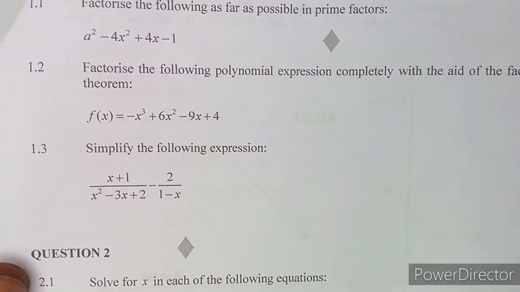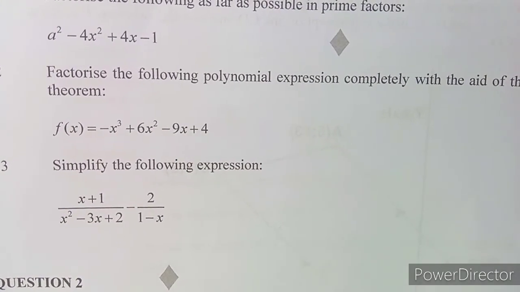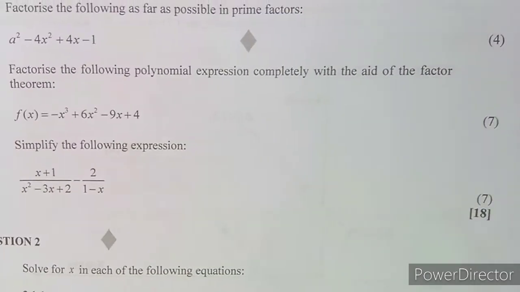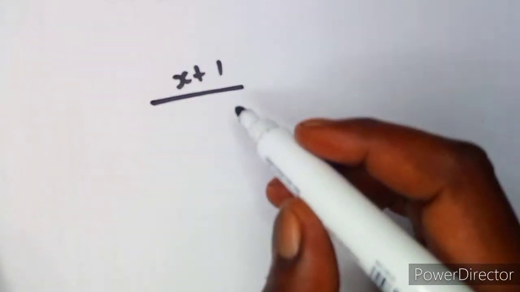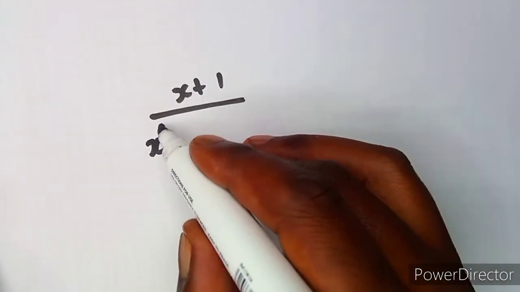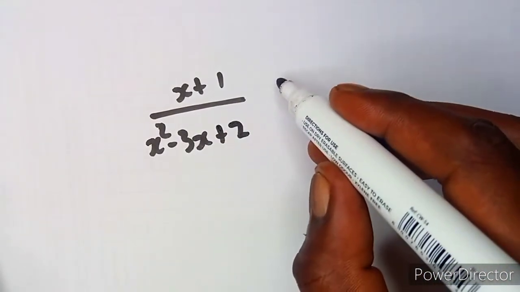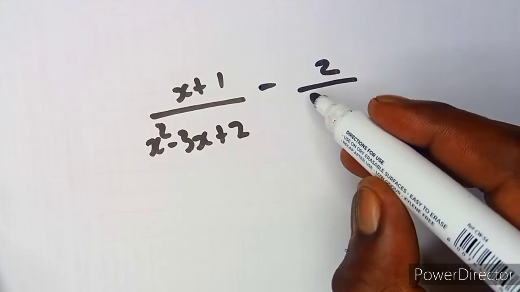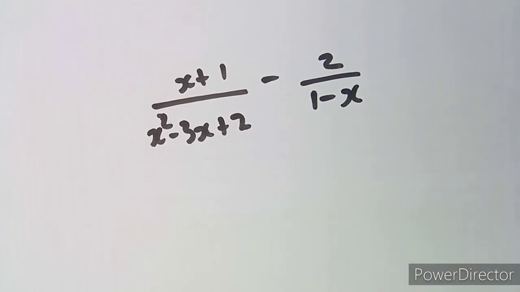Okay, then on question 1.3, we're asked to simplify the following expression. We had 7 marks for that, to just simplify that expression. We are given the expression x plus 1 over x squared minus 3x plus 2, minus 2 over 1 minus x. So I want you to take note of this expression, guys, so that you actually understand what we're given.